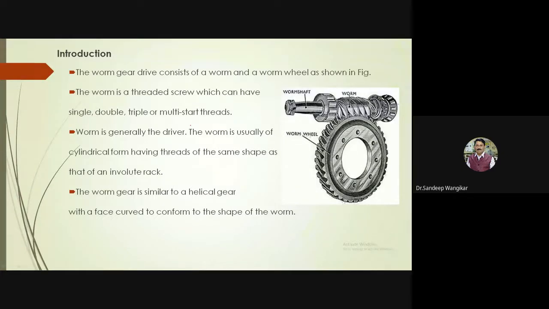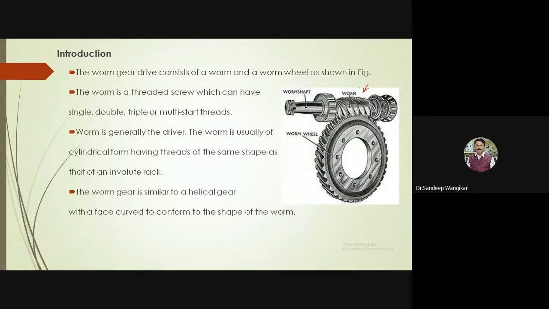You can consider this as a diagram. So this is your worm, and it is threaded like a screw. The threads may be single start, double start, triple start or multi-start. The worm is generally the driver, and the worm is usually of cylindrical form, having threads of the same shape as that of an involute rack. So this worm has threads, and the threads have the shape of an involute rack.